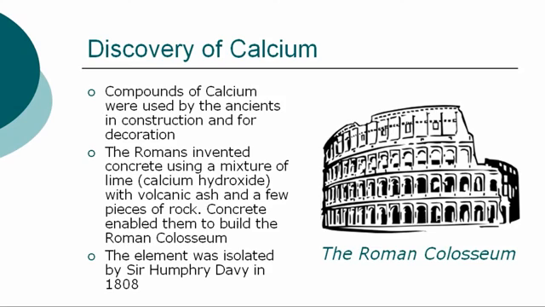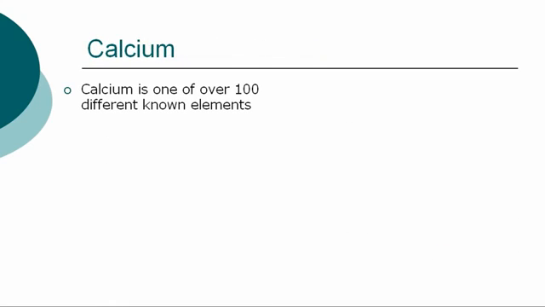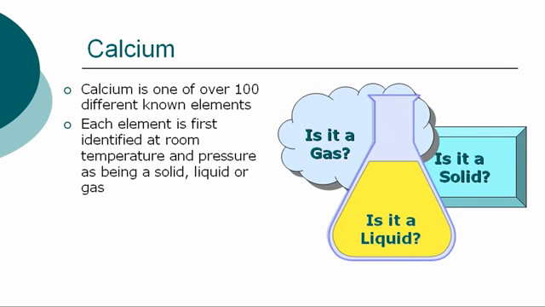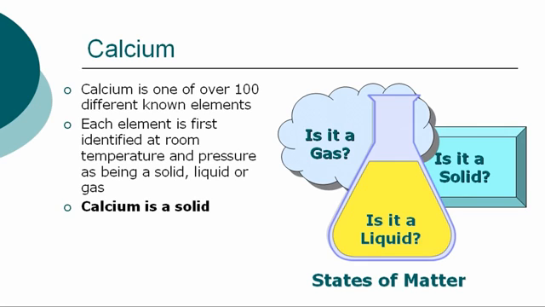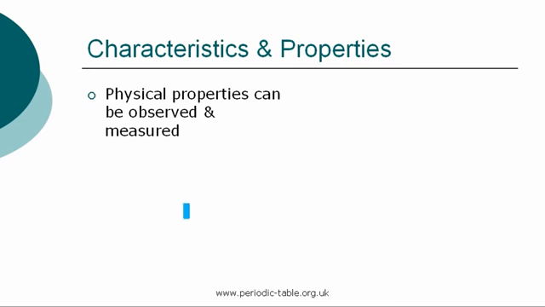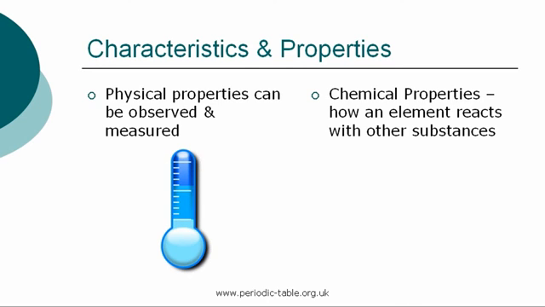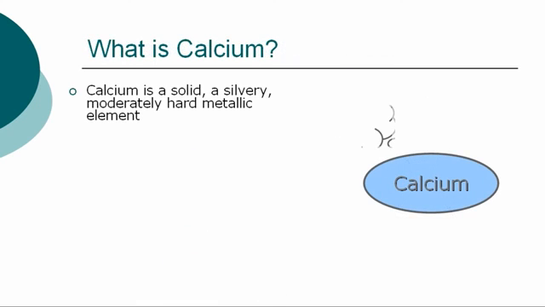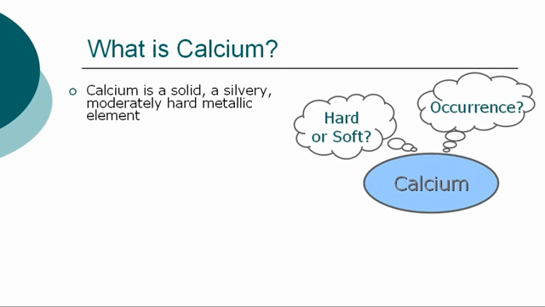In 1808, Sir Humphry Davy isolated the element calcium by electrolysis, which passed an electric current through molten calcium chloride. The element calcium is one of over 100 different chemical elements that are known to modern chemistry. Each element is first identified at room temperature and pressure as being a solid, liquid, or gas, referred to as states of matter. Calcium is a solid at normal room temperature and pressure. Each element has physical properties that can be observed and measured, such as color, density, and odor. The chemical properties are the characteristics that determine how a substance will react with other substances, such as water or oxygen.